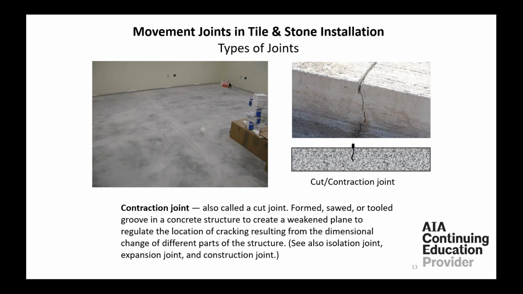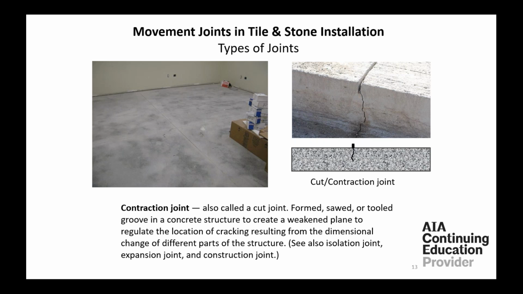Contraction joint, or what many call a saw cut. It's formed, sawed, or tooled into the concrete structure to create a weakened plane to regulate the location of cracking resulting from a dimensional change in different parts of the structure. Where we see this a lot is coming off a staircase, right? We anticipate, because that's a weakened plane within a concrete slab, that if there's deflection on a second or third floor, it's going to crack off that corner. The odds are fairly good that it will.